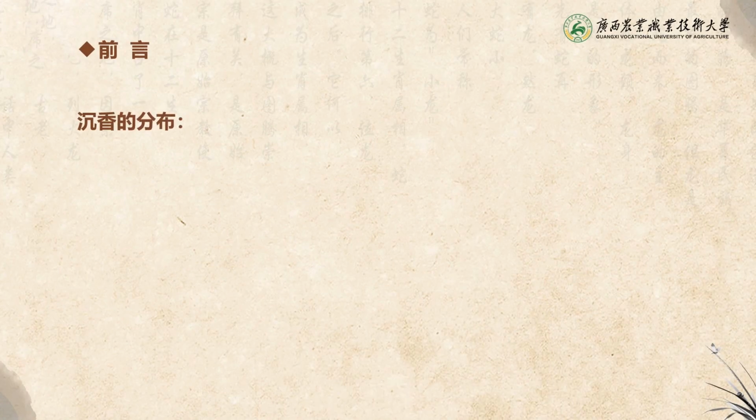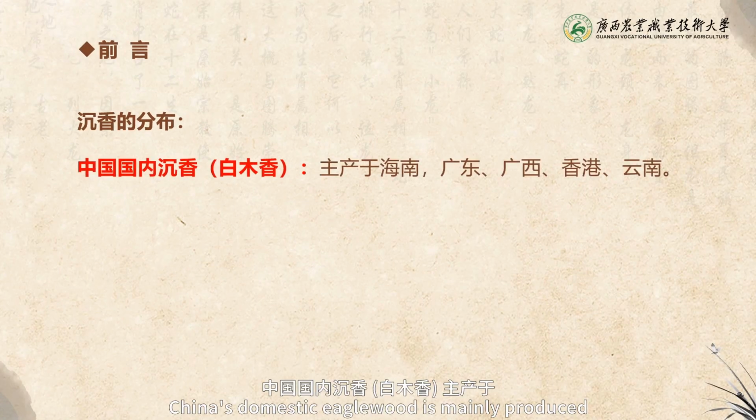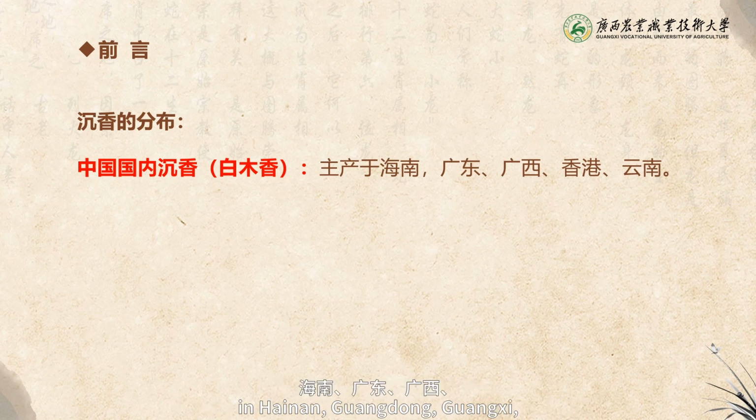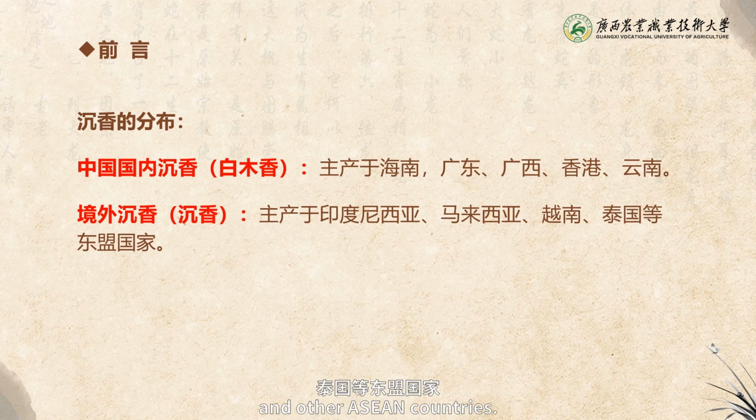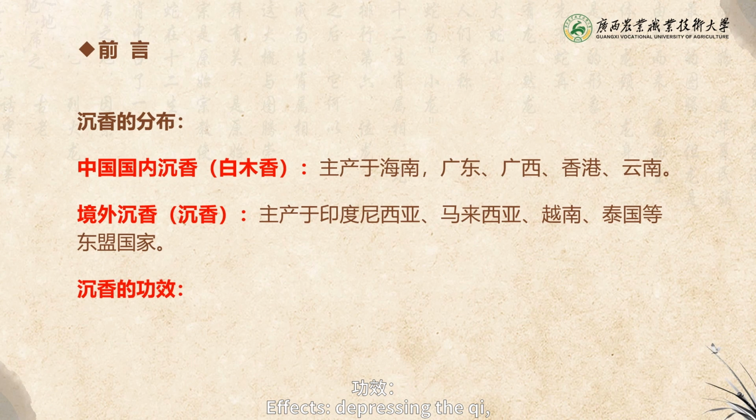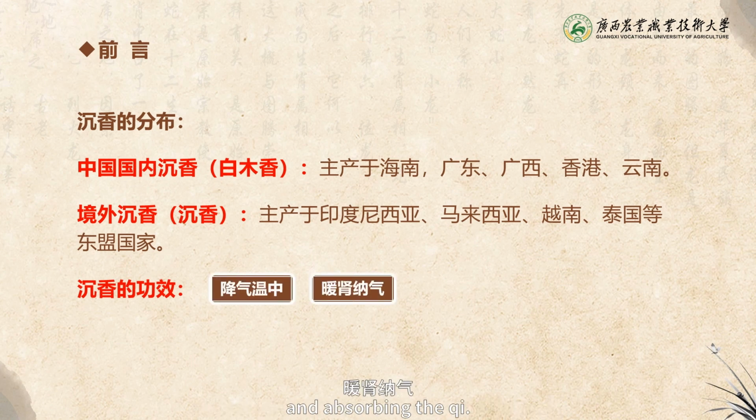Eaglewood distribution. China's domestic Eaglewood is mainly produced in Hainan, Guangdong, Guangxi, Hong Kong, and Yunnan. Overseas Eaglewood is mainly produced in Indonesia, Malaysia, Vietnam, Thailand, and other ASEAN countries. Effects: depressing the qi, warming the center, warming the kidneys, and absorbing the qi.